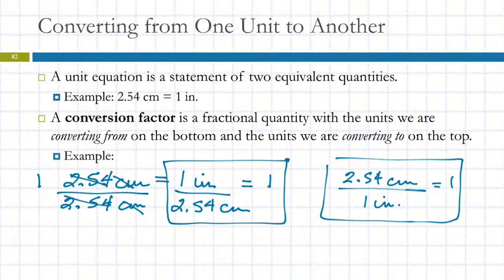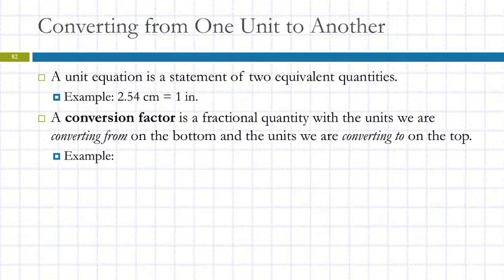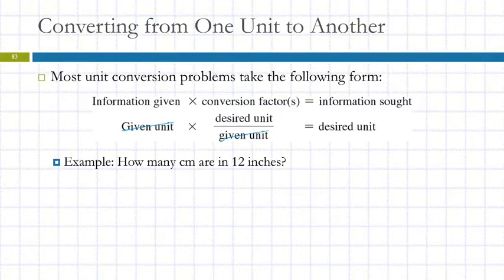Because they're both numerically equal to 1, if I take some other quantity and multiply by one of my conversion factors, it's the same as multiplying by 1. It doesn't change the quantity. And that's the whole idea behind dimensional analysis. So most of these conversion problems are going to take this form.